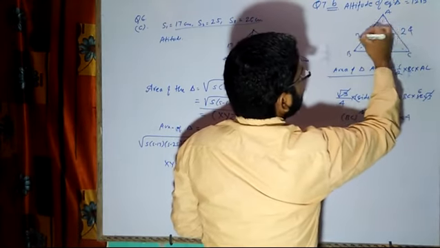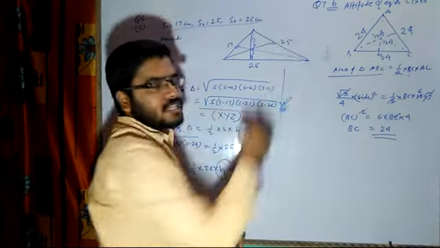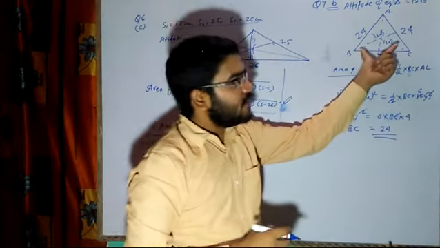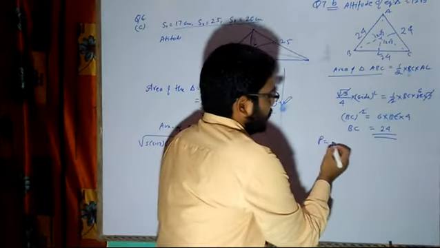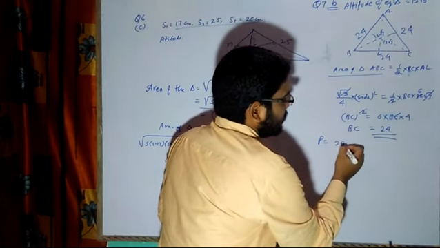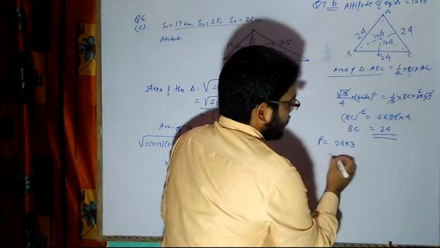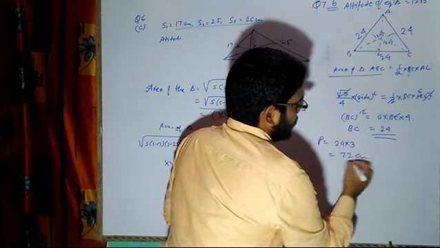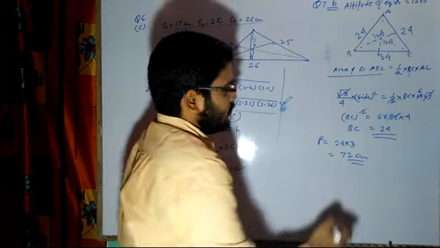That means you got AC as well as AB, so all the three sides are 24. You can very well calculate the perimeter. Perimeter will be equal to the sum of all sides, that is 24 into 3, that is 72 centimeter. Likewise, area also you can find.